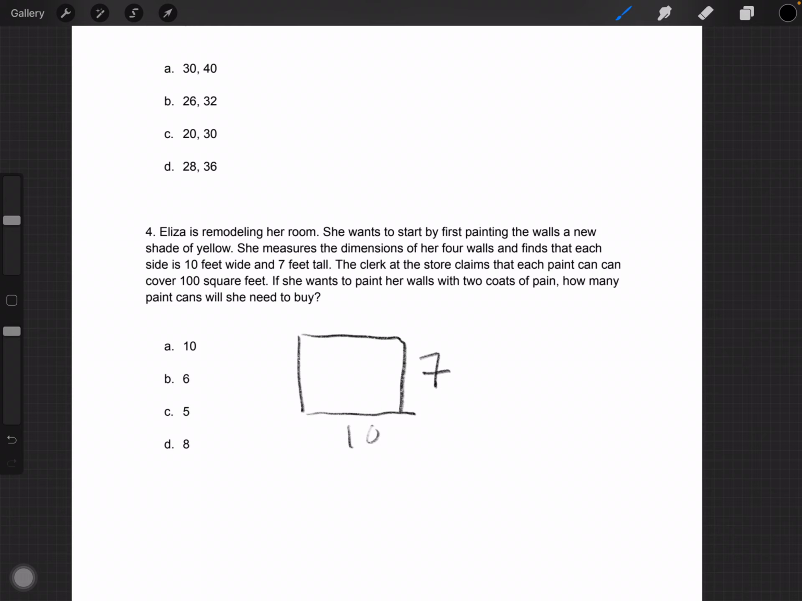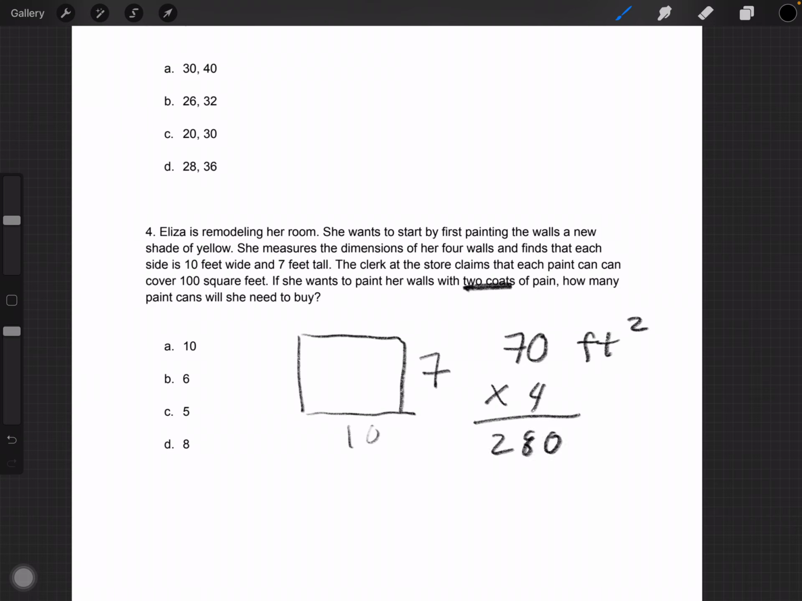Okay, so each paint can cover 100 square feet. She wants to paint 2 coats of paint. So we just find how much she can cover for 1 coat of paint. So 7 times 10 is 70, right? Square feet, or feet squared. I should write it like that. And this is 1 wall. Her room has 4 walls. So you want to multiply this by 4, gives us 280.